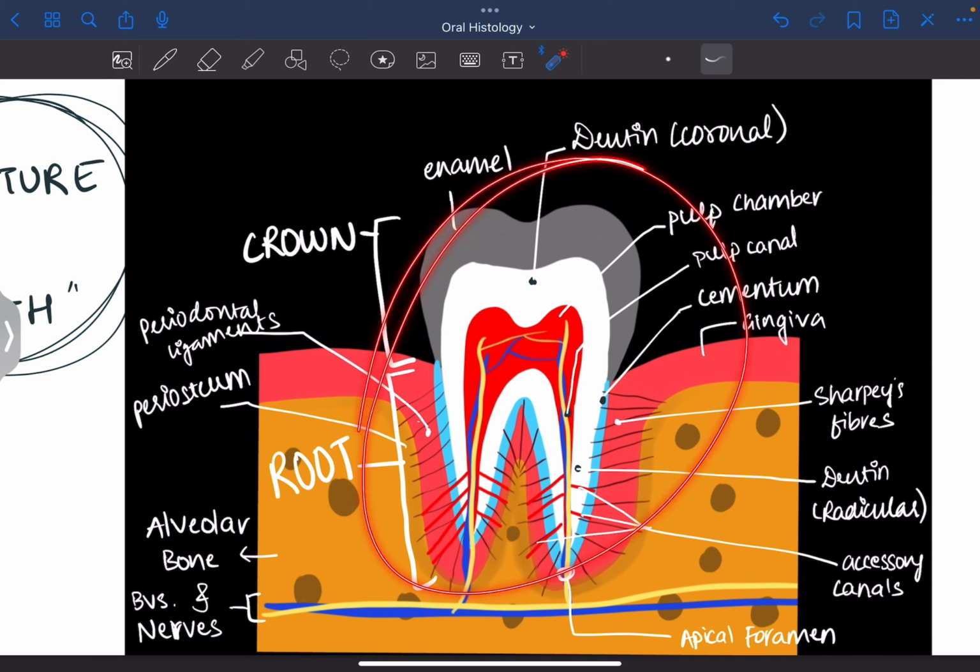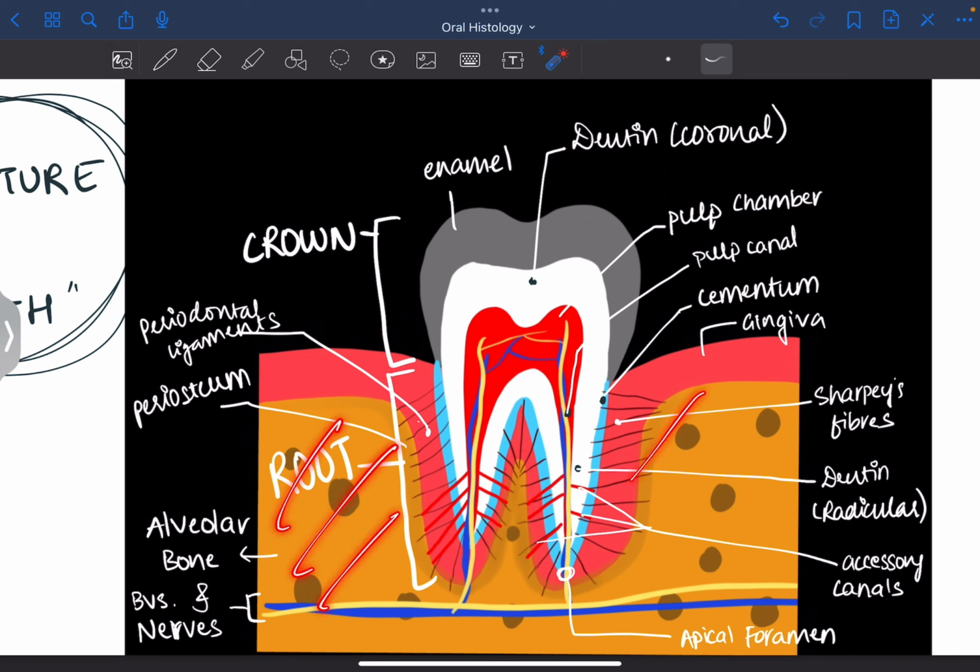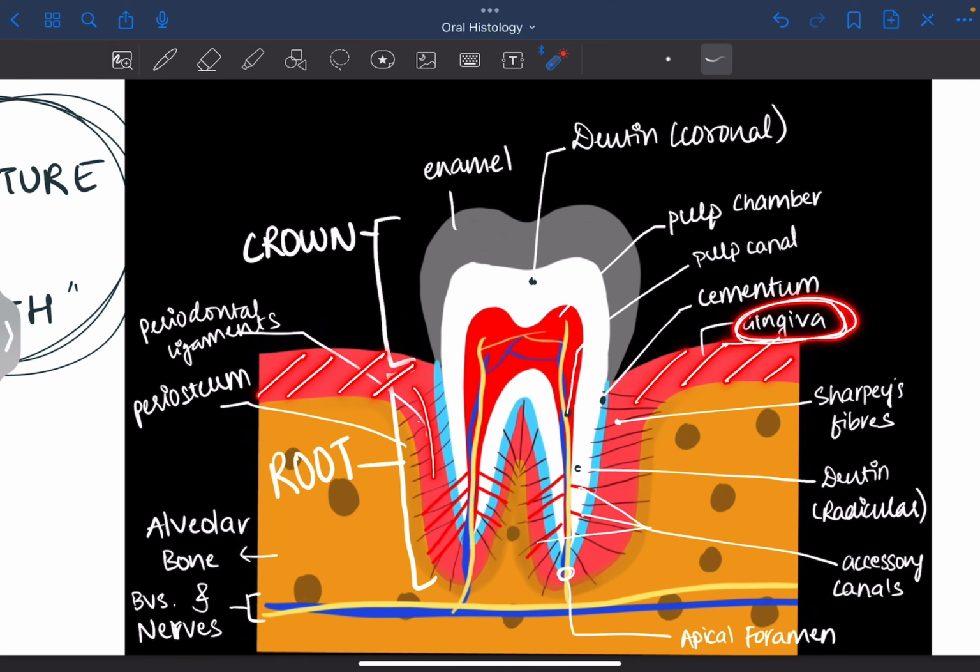Now where is this tooth seated? So it is embedded in this alveolar bone. This pink portion is what we see in the oral cavity, that is the gingiva. The continuation of gingiva we can see all around the root of tooth, and these are actually the periodontal ligaments which support the tooth against any masticatory forces or functional forces.